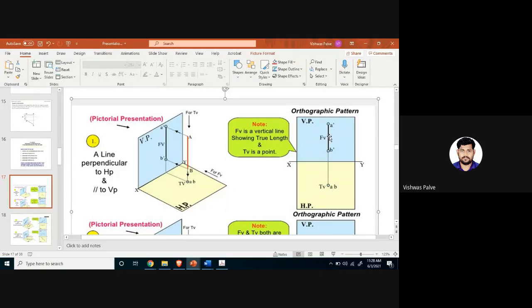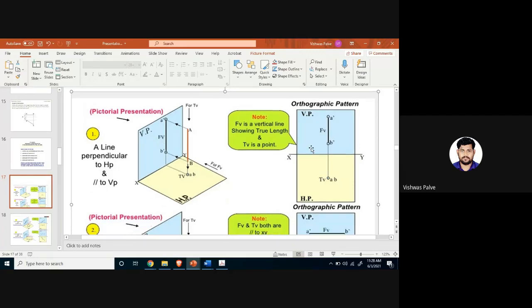In the front view, you will get the true length of the line. Whatever the length is, the same length will be the true length, and the front view length will be equal, right? So that is the condition here.